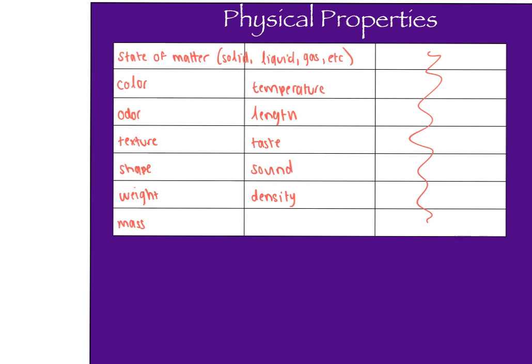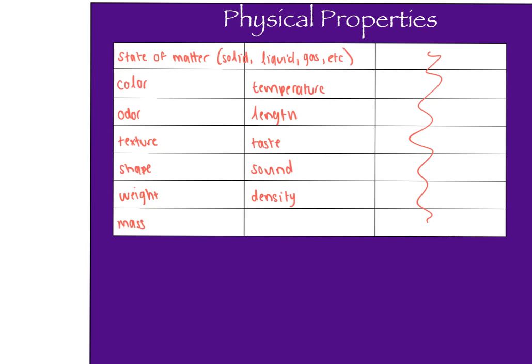Okay, so we got state of matter. Is it a solid, liquid, gas? I put etc. Is it plasma? Is it aqueous? Things like that. We'll get into that later this year. The color, the odor, the texture, the shape, the weight, the mass, the temperature, things we can measure, right? Length, the taste, not for chemicals and chemistry, but again, things we can think about. The sound maybe it makes. Density, right? So how many particles per section of area, that's density.